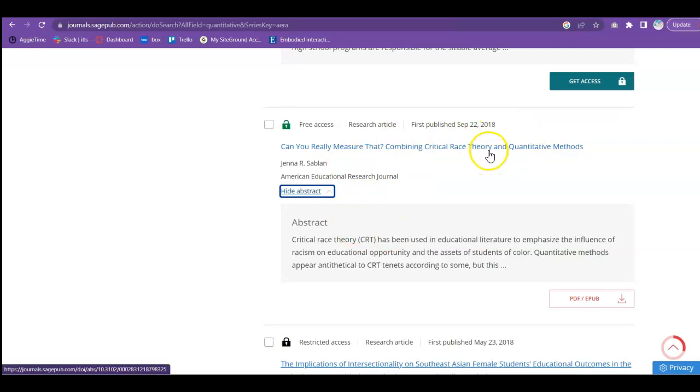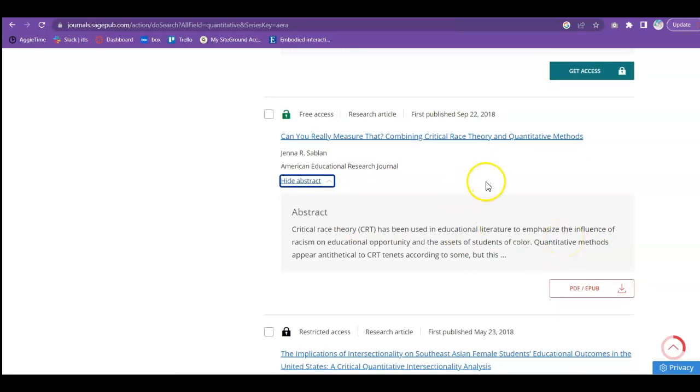And I found this one, and then I went into this one and downloaded the PDF actually, and then ensured that it really did use quantitative methods, and that is what I did in order to find that answer.